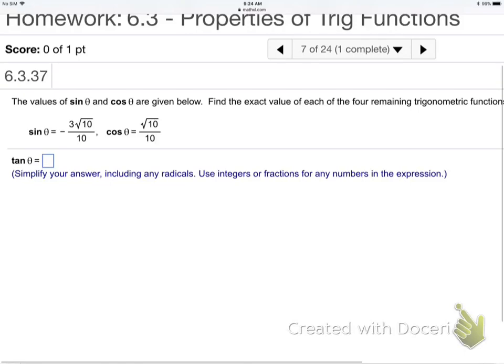Okay, so they're giving me sine and cosine, and they want me to find the other 4 trig functions. Let's start with tangent. So how do we find tangent? What's the definition for tangent? Sine over cosine.